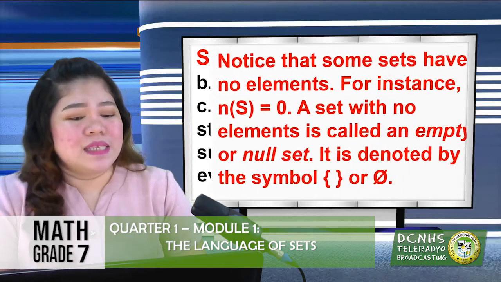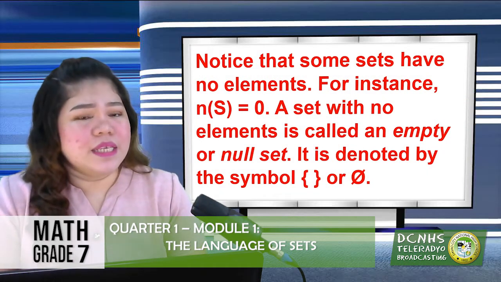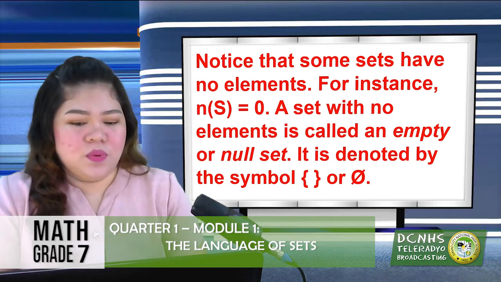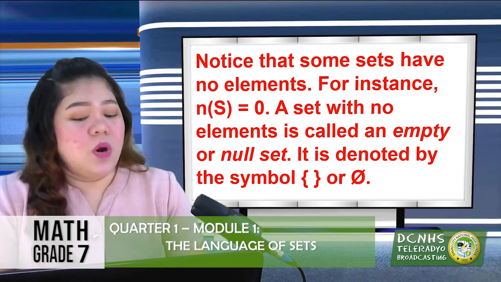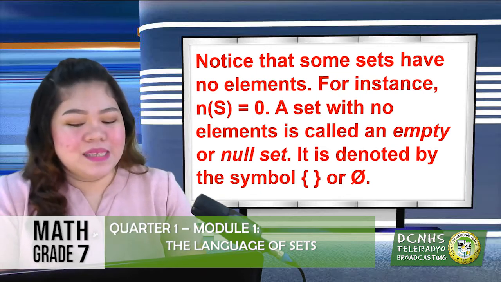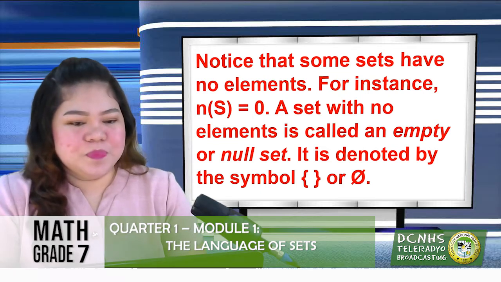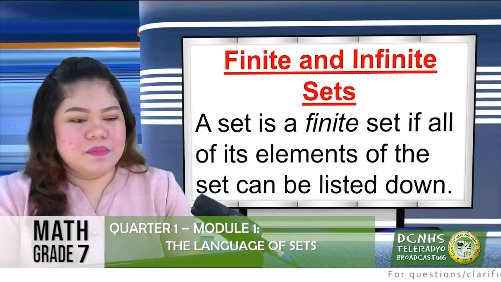Notice that some sets have no elements. For instance, the cardinality of set S is equal to 0. A set with no elements is called an empty or null set. It is denoted by the symbol braces or O with a slash. How about finite and infinite sets?